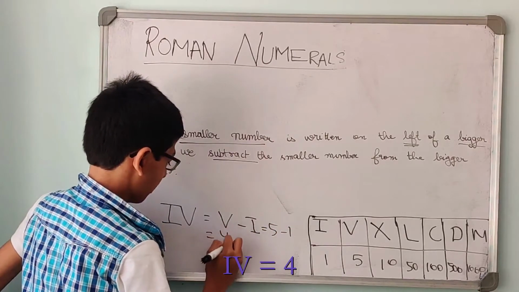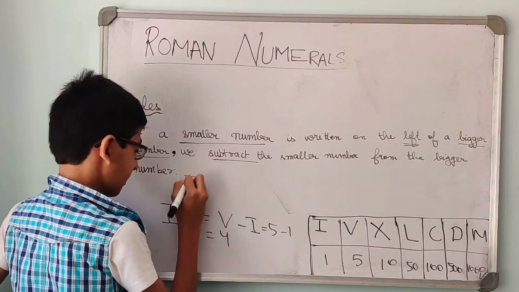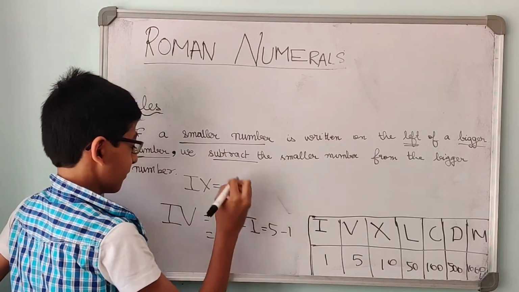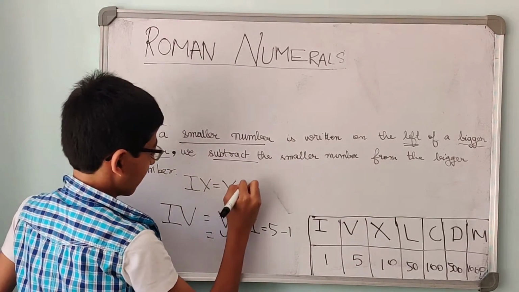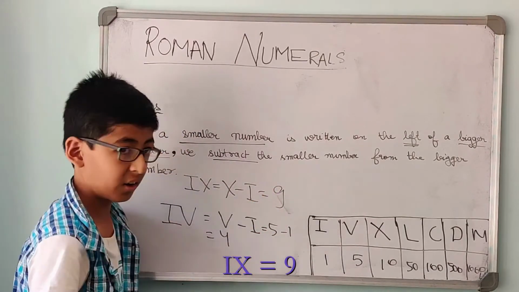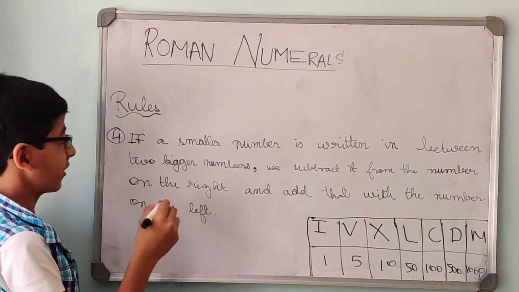V minus I is 5 minus 1. This gives us 4. Now let us solve another example. For example, we are given IX. X is 10 and I is 1. So we do X minus I, that is 10 minus 1, and we get 9. So now let us know our fourth rule, that is the last rule.